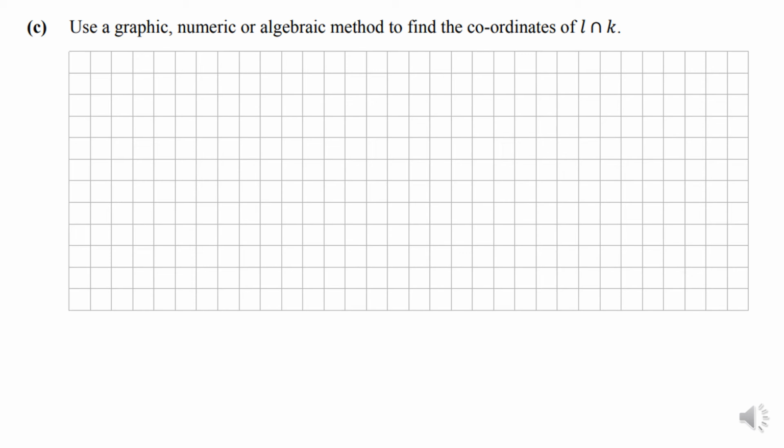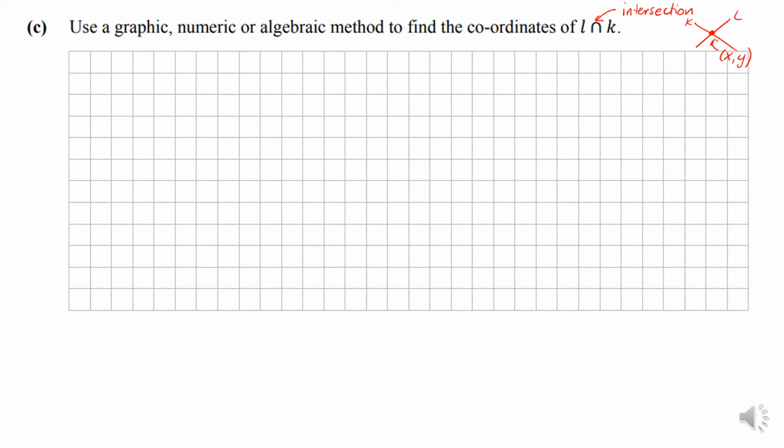So part C of this question says use a graphic, numeric or algebraic method to find the coordinates of L intersection K. So L of course was the line from part A, K is the line from part B, and this symbol here you need to have recognized it as meaning intersection. And intersection means when do these lines cross over. So if that's line L and that's line K, what's this point here? It's called a point of intersection, and it will have an x and a y coordinate.